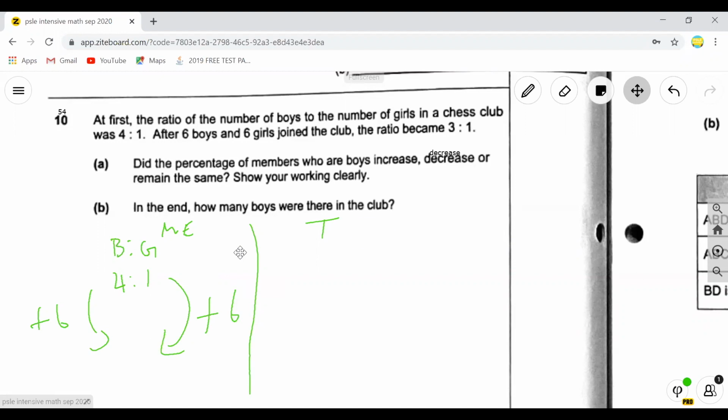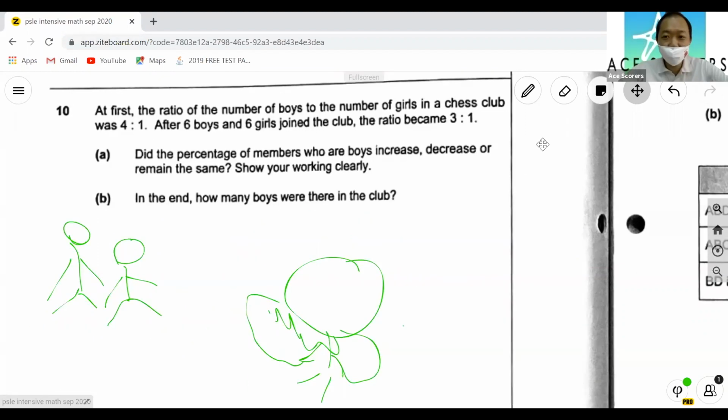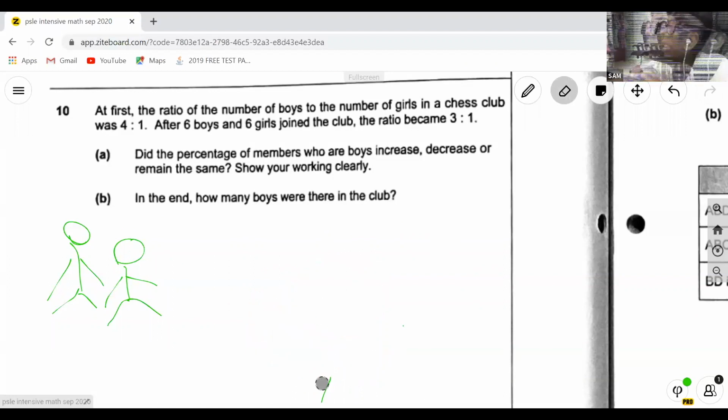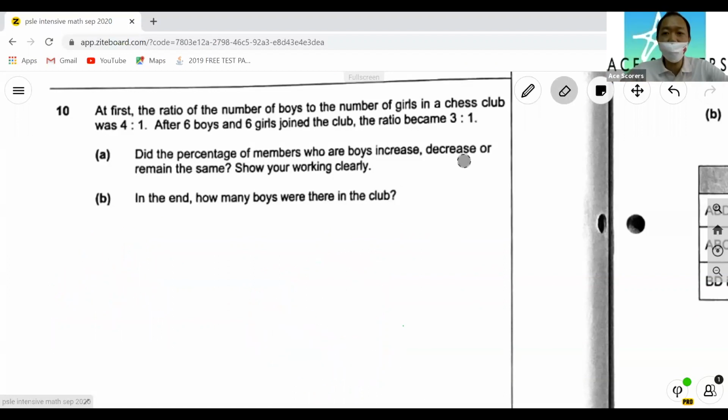Hurry up, go draw chicken. Yes, sometimes go draw chicken. Banana thingy. Oh, yeah. Okay, let's see the answer.